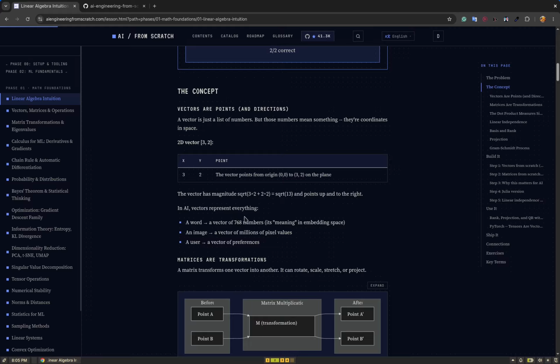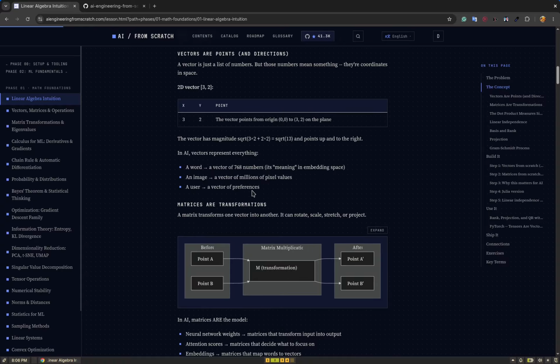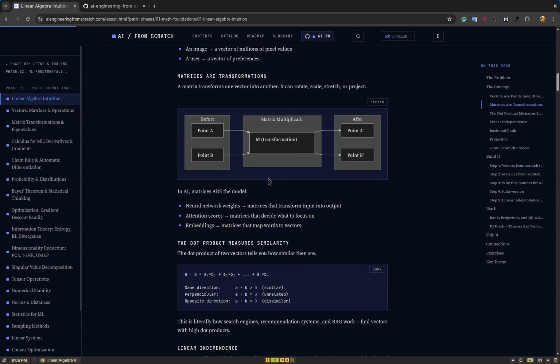In AI, a vector represents everything. A vector of 768 numbers is a word's meaning in embedding space. An image is a vector of millions of pixel values. A user is a vector of preferences.